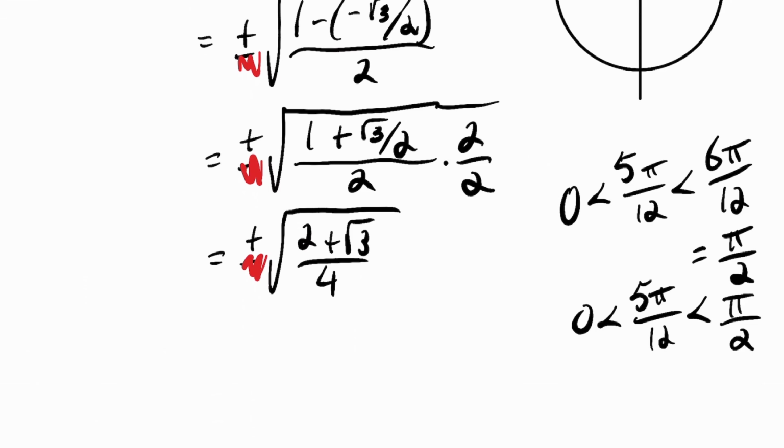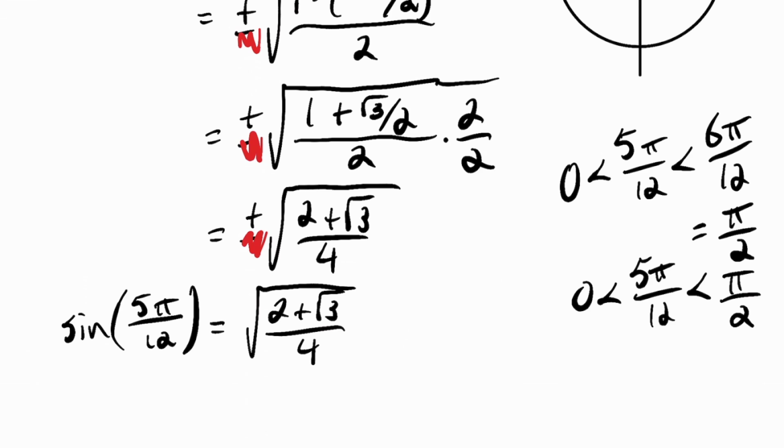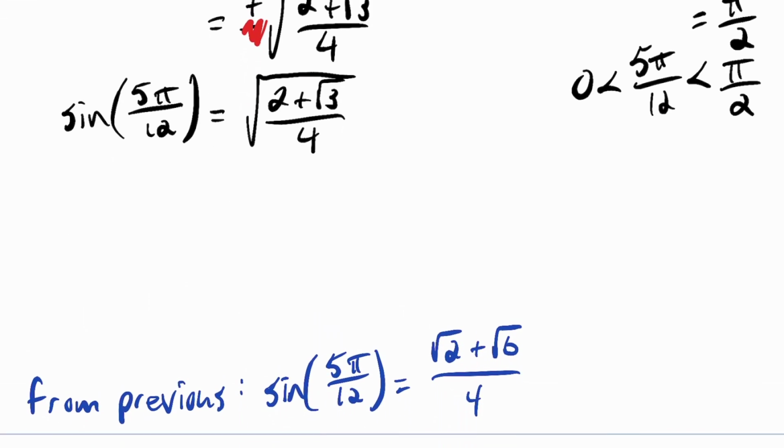So there's my solution, which I'll write again. Sine, it was sine, wasn't it? Yes. Sine of 5 pi over 12 equals the square root of 2 plus root 3 over 4. Okay, that's the result that we get. Now, as I said, we can compare this with the result I copied here from a previous example. These sure don't look the same, do they? They kind of look related, but they don't look equal. They definitely look different.